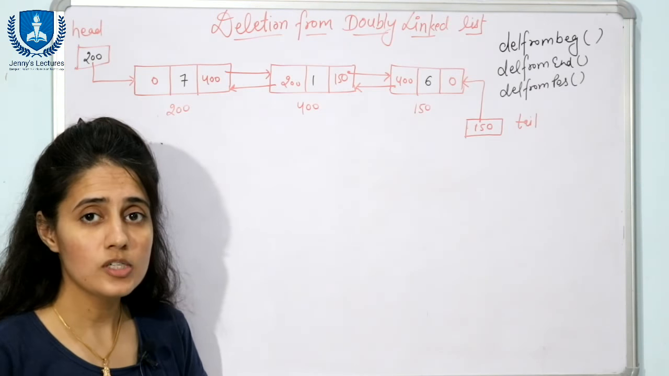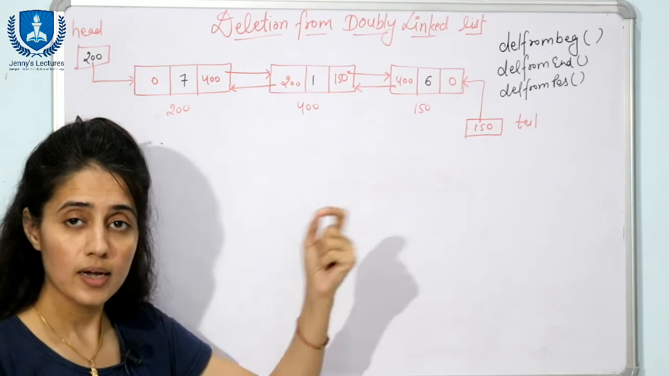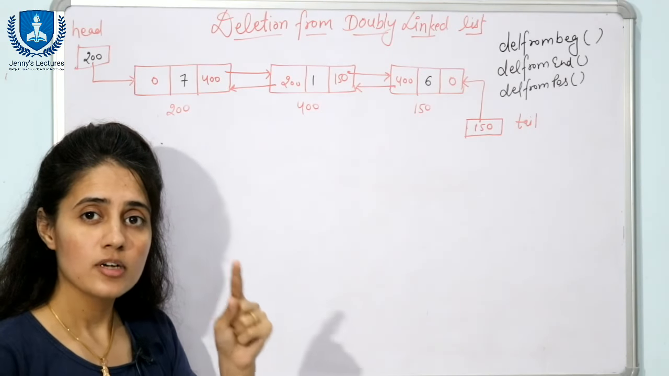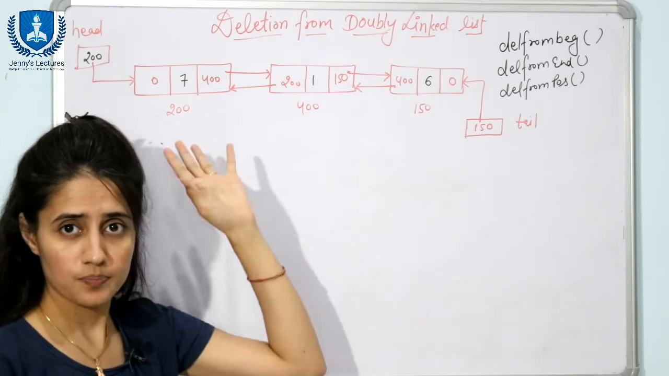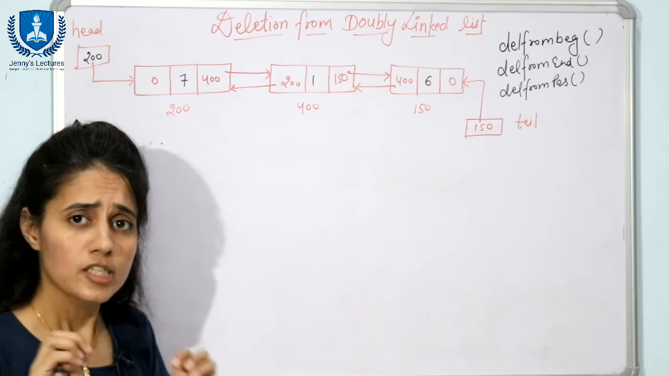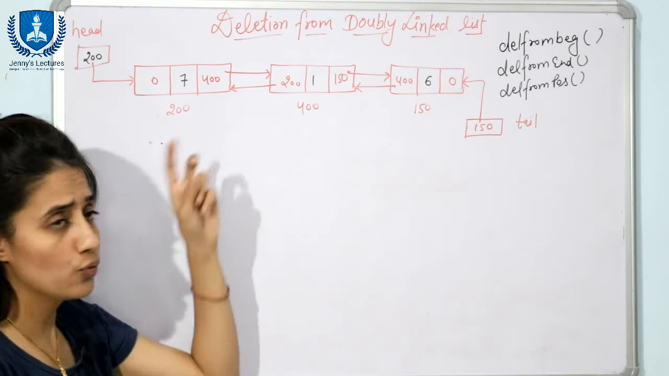In this video we will see how to delete data: delete from beginning, delete from end, and delete from a specific position, or you can say delete from any given position. Suppose we have created a doubly linked list having 3 nodes.